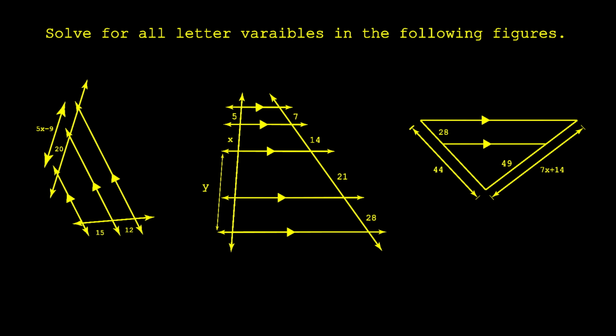In this video, we will be doing the following problem. Solve for all letter variables in the following figures. So if we look at the figures here, we see we have parallel lines, parallel lines, parallel lines, and then we have transversals on each one, two transversals on each. So what that means is we have equal proportions between the parallel lines.